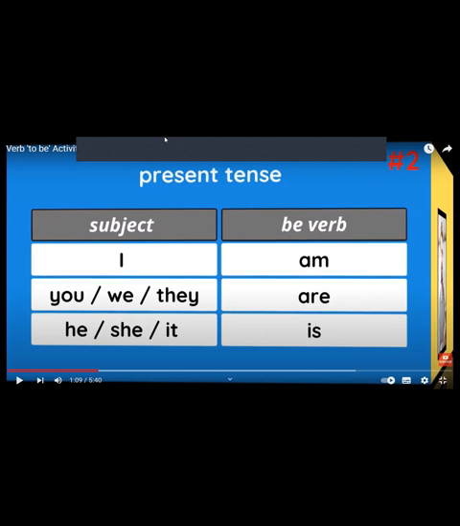Okay, remember, I am 27 years old. You are my friend. We are in class. They like music. Oh, they are at home. He is a student. She is my friend. It is new. My wallet is new. Another example.